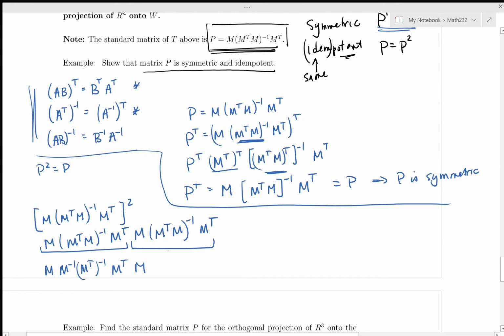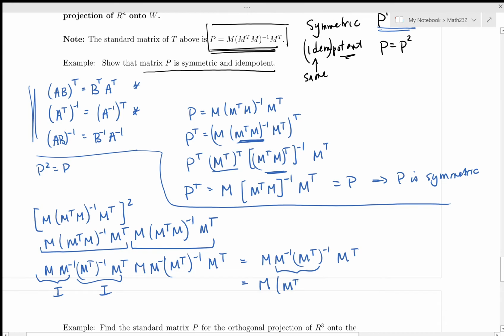So then that is going to have to be here M to the -1, M transpose to the -1, and then M transpose. And then what I see is that this thing right here is I, and then this thing right here is I. So this is equal to M to the -1, M transpose to the -1, M transpose. And that is equal to M. And then I put these two guys back together, and I get M transpose M to the -1, M transpose. Et voila, that is P. So P squared is equal to P.